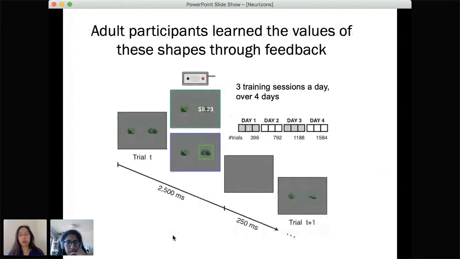And they were trained like so. For each trial of the experiment, and they had to do this 1,600 times over 4 days, they were shown 2 shapes at a time. They had to make a choice. So in this case, let's say the participant chose the right shape. They were then given feedback on that choice, then a blank screen, and then the next pair. And this went on for 4 days. By the end of the second day, all the participants, we had 20 participants in the study, had learned the shapes well.